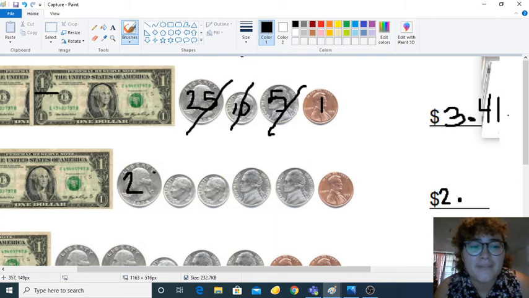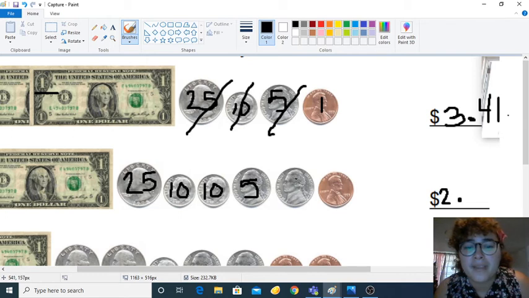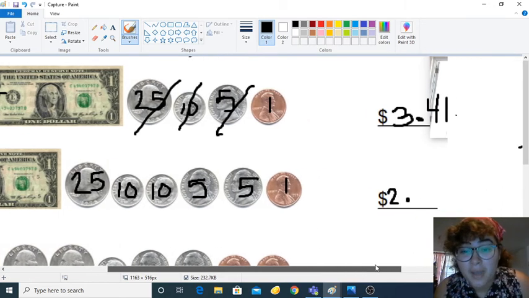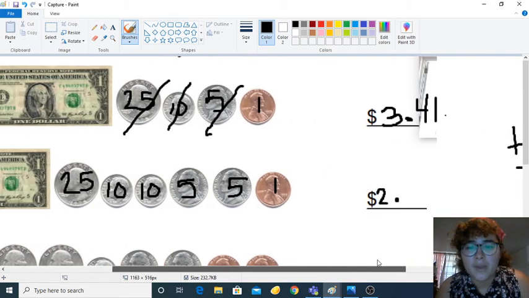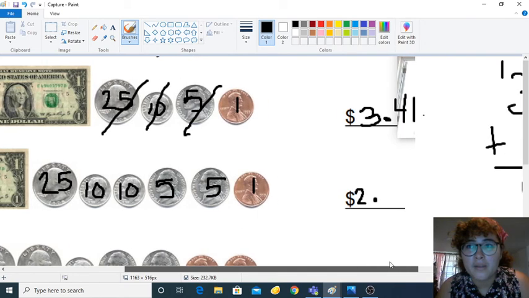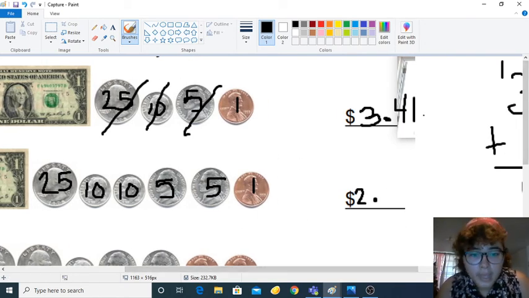So we have 25 plus 10 plus 10 plus 5 plus 5 plus 1. So it's a lot more to do now, right? So I'm going to go ahead and create a whole other box for us right here so we don't get confused.